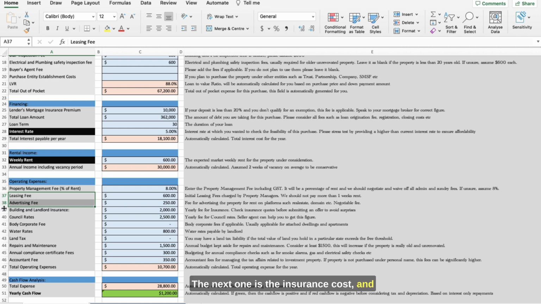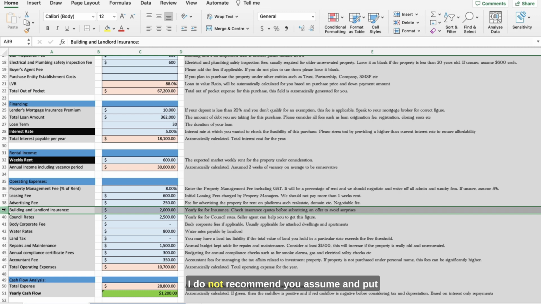The next one is the insurance cost, and I do not recommend you assume and put any random figure here, as depending upon the area, the insurance premiums can be very high. Almost all insurance providers have the option to calculate premium online, and please make use of it before signing a purchase contract to avoid surprises later. Please take multiple quotes to understand if there is a likely chance for the low premiums from one provider to increase in the future.